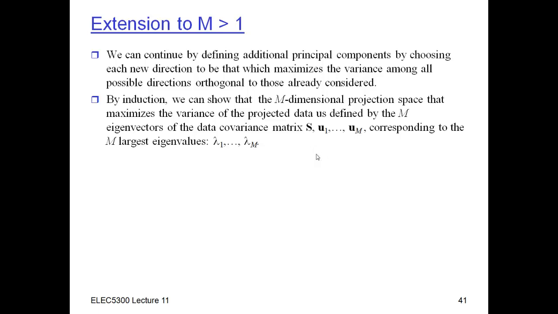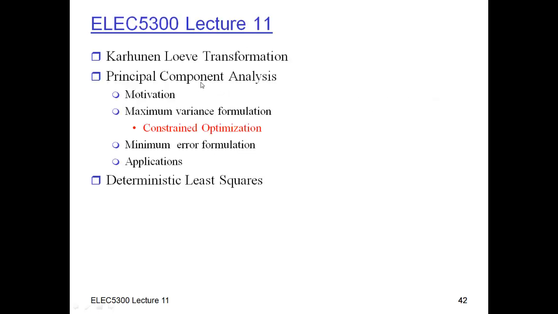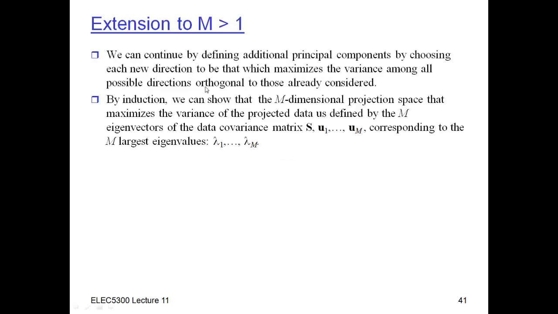So in the case where we're interested in more than one direction, we can simply start out with an iterative approach where we just start with the first eigenvector, which we found before, and then we just add additional principal components. And so the key point here is that we need to choose a new direction which maximizes the variance along all the possible directions orthogonal to those already considered, right? But if you recall, the eigenvectors of the covariance matrix are orthogonal to each other, right? And so they also would maximize the remaining variance, right?